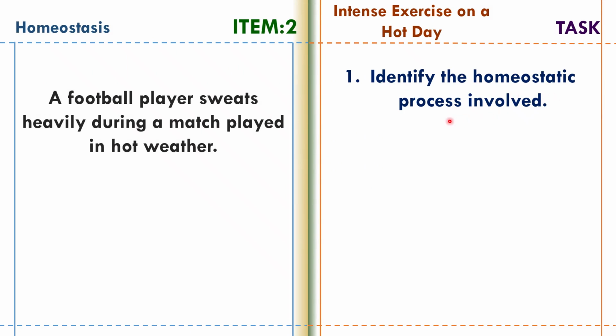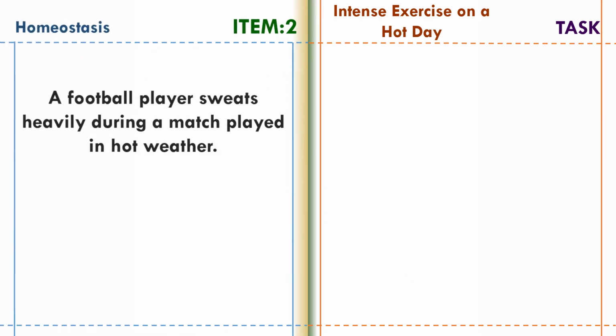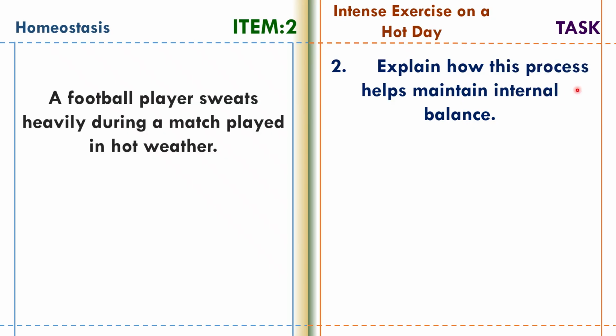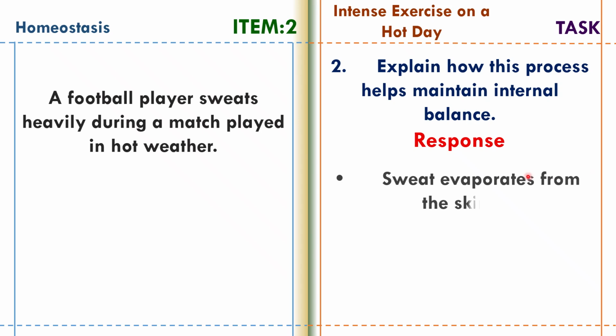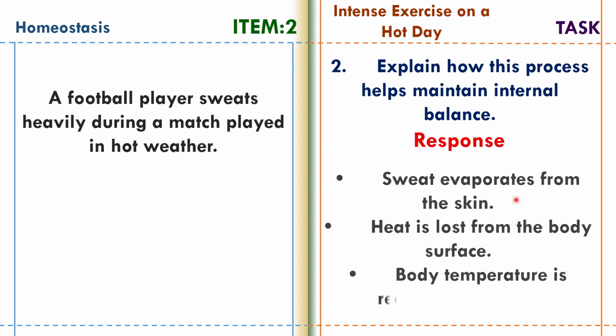Identify the homeostatic process involved. Thermoregulation. Explain how this process helps maintain internal balance. Sweat evaporates from the skin. Heat is lost from the body surface. Body temperature is reduced to normal.